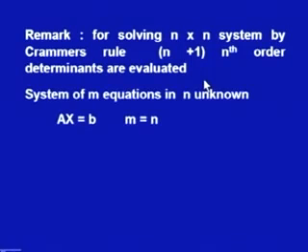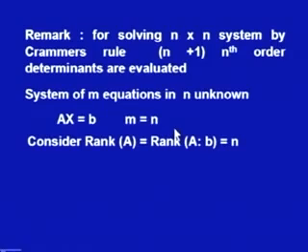Now, we will discuss a general method for solving m equations in n unknowns. So, let us consider a system of m equations in n unknowns. So, we have Ax is equal to b, and for a particular case m is equal to n. So, if we take m is equal to n, then rank of A is equal to rank of A colon B, the augmented matrix, is equal to n. If this condition is satisfied, then we say the system of equations is consistent.